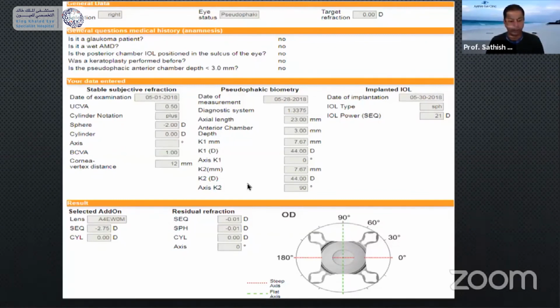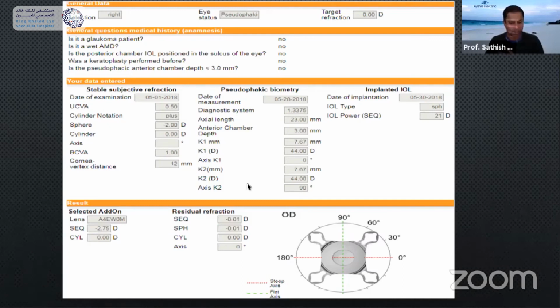The only caveat to remember is because these patients are previously pseudophakic, you need a very stable subjective manifest refraction. This is one of the key parameters which is required to plug in while you're calculating these lenses. And also, most importantly, you need a pseudophakic biometry. So when you're doing biometry on these patients, you need to go back to your IOLMaster or a LENSTAR and change the parameters from a phakic to a pseudophakic mode so that you get the pseudophakic anterior chamber length and also the pseudophakic anterior chamber depth, which are all primary parameters to calculate the required add-on IOL power.